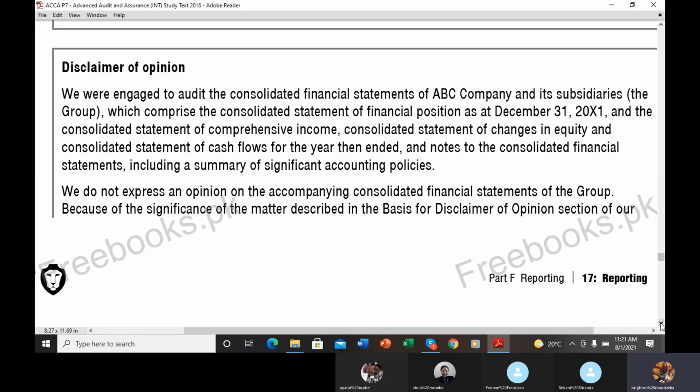Again, under this statement, clearly indicate the financial statements that have been audited, the company that has been audited, and the period covered by those financial statements. You see how simple it is? I'm still repeating the same thing, but the heading should now clearly be disclaimer of opinion because it's a disclaimer report.